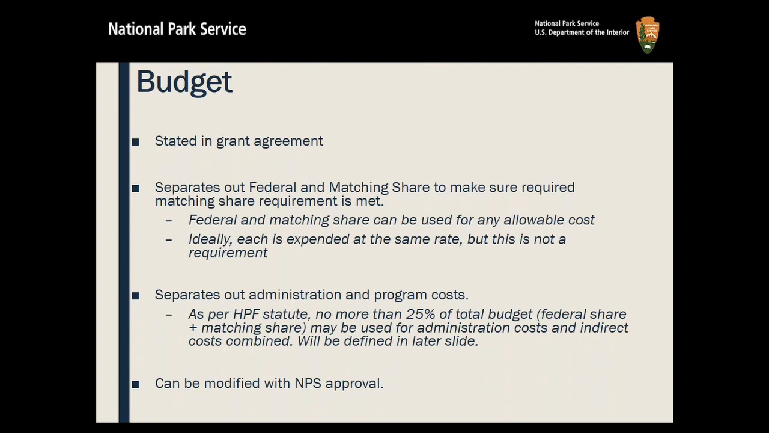And it separates out administration and program costs. Now we're going to talk about this in more detail in a little bit, but per statute, there's a 25% max of your total budget that may be used for administration costs and indirect costs combined. So again, we'll define that later, but your approved budget would need to adhere to that.